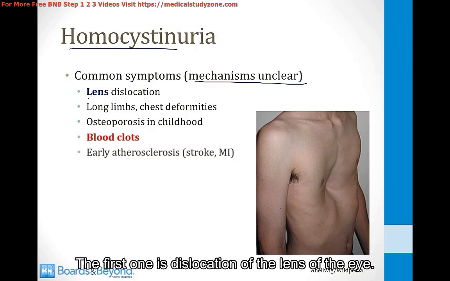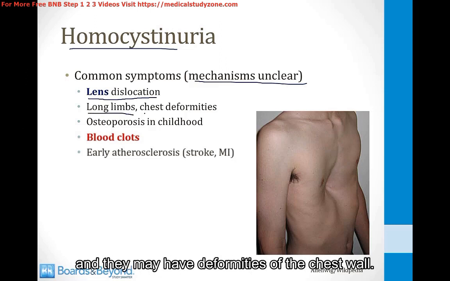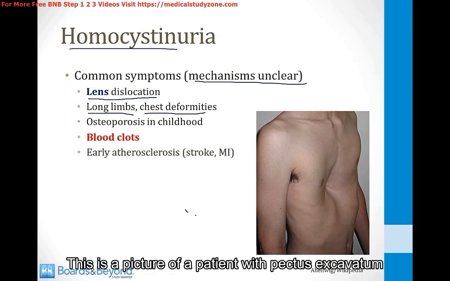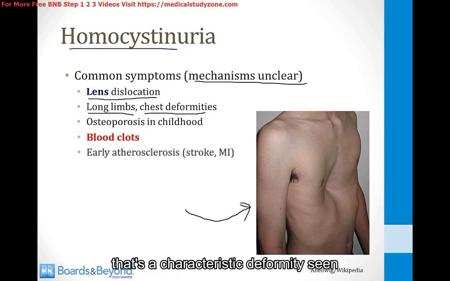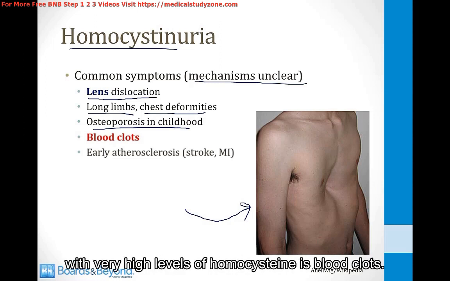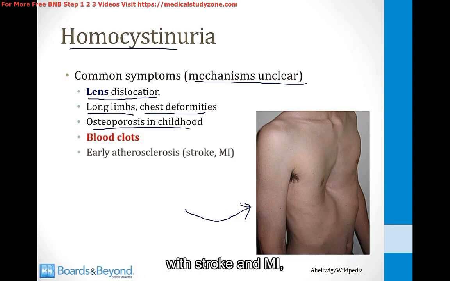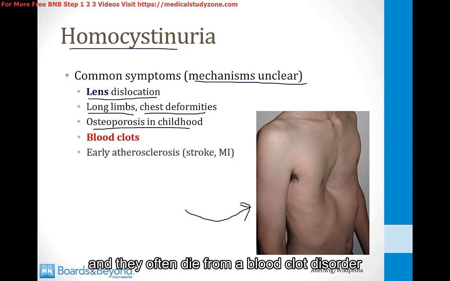The first one is dislocation of the lens of the eye. These people often have vision problems. They can have very long arms and legs, and they may have deformities of the chest wall. This is a picture of a patient with pectus excavatum. That's a characteristic deformity seen in high levels of homocysteine. Osteoporosis in childhood can occur. And then the major problem with very high levels of homocysteine is blood clots. In addition to pulmonary embolism and DVT, these patients can have early atherosclerosis with stroke and MI, and they often die from a blood clot disorder or a stroke or a myocardial infarction.